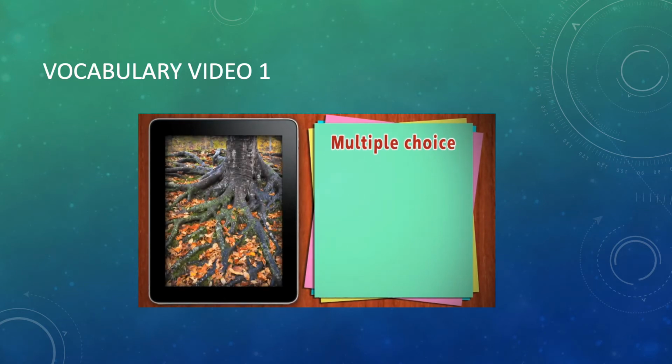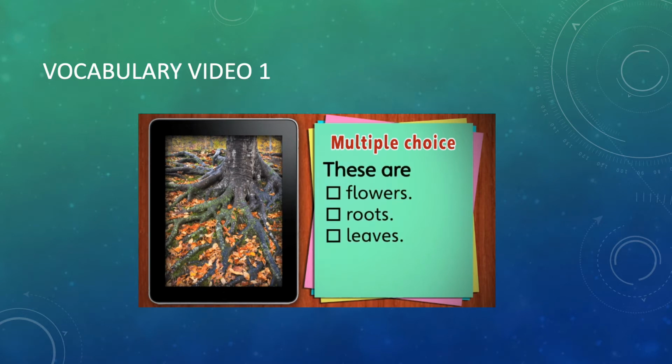Look carefully. What part of a plant can you see? Are these the plant's flowers, roots, or leaves? These are the plant's roots. The plant uses its roots to take nutrients and water from the soil.